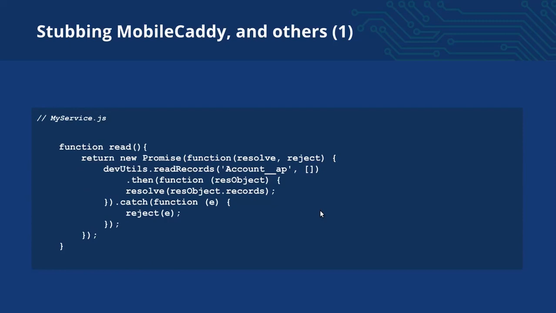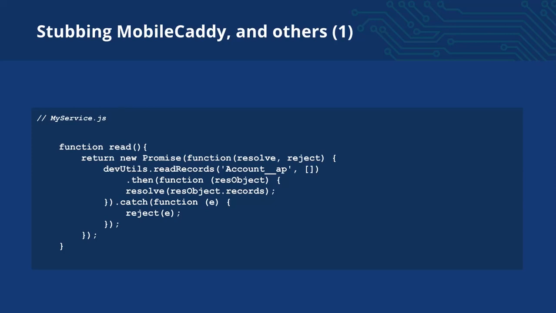So let's look at a kind of MobileCaddy example now, and where you might be needing to add some stubbing and mocking. We want to be stubbing and mocking the MobileCaddy utils, just like we want to be stubbing and mocking the HTTP calls or any other kind of service functions that we might be calling within our application, because unit tests, again, should be limited in scope.